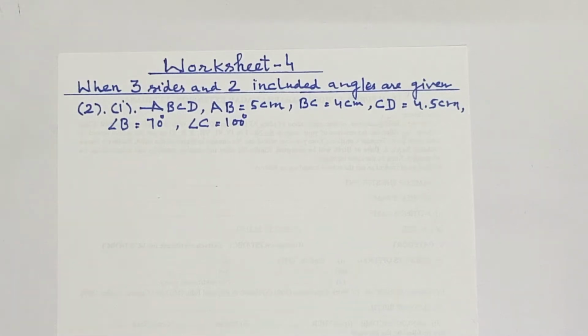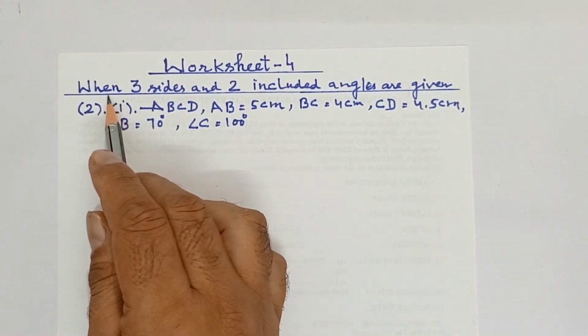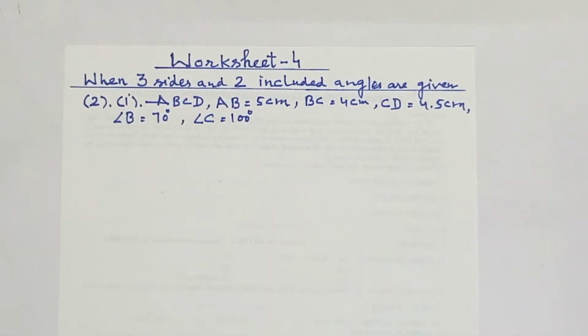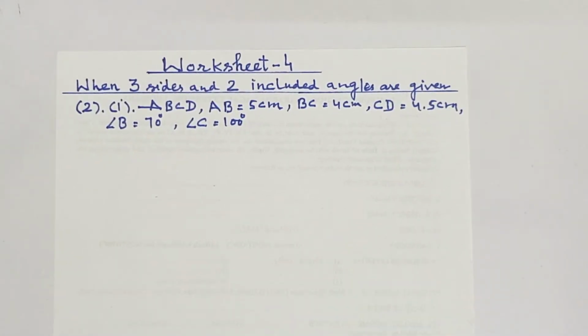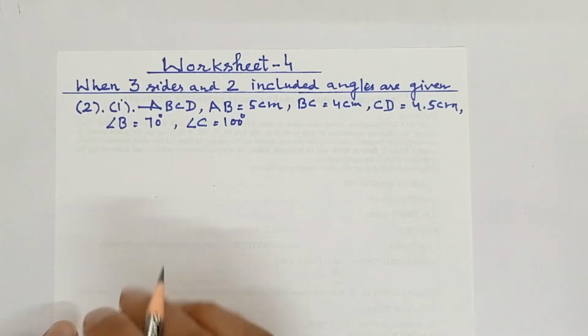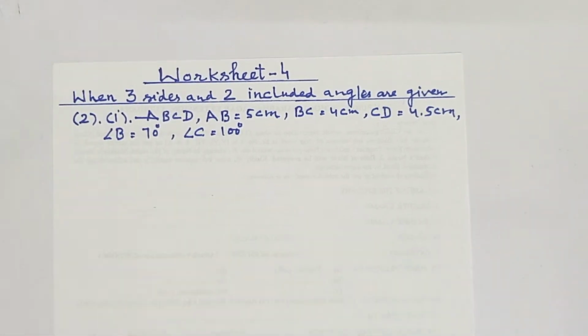Hello everyone. In today's video, I am going to do worksheet number 4 and type when three sides and two included angles are given. If you wish to see the other videos related to worksheet 1, 2, 3, 4, you can refer to the previous videos already posted. So question number 1 we have already done.